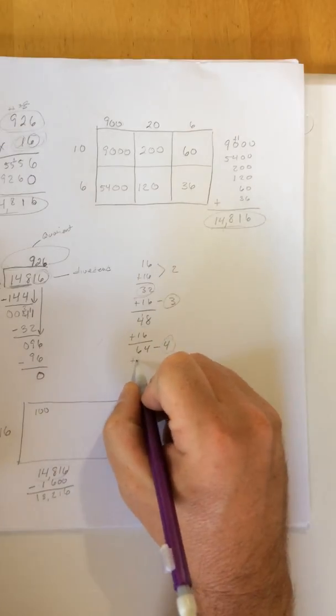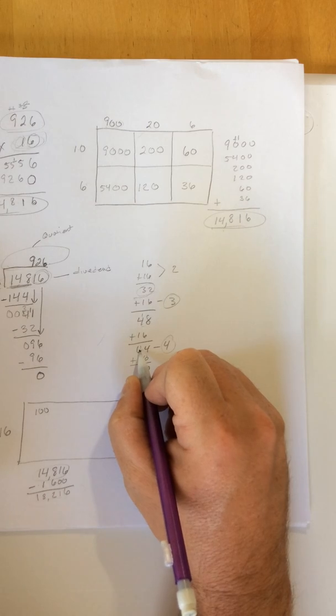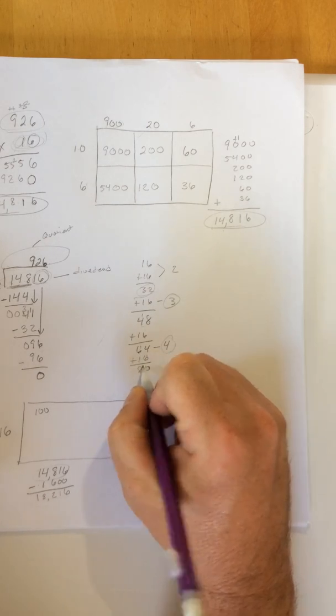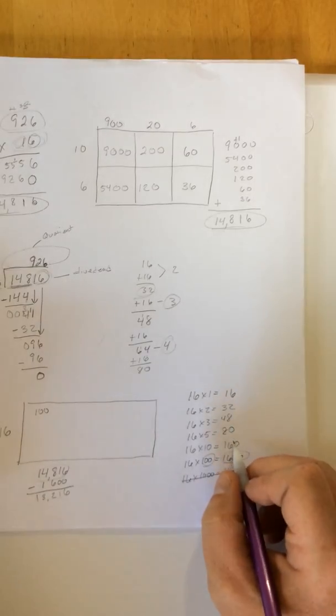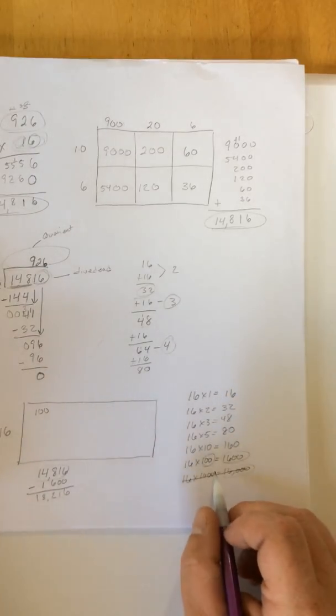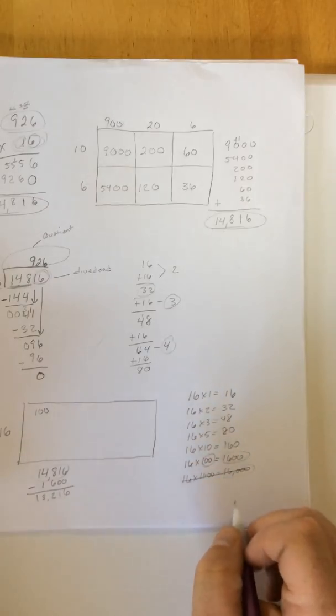Well, what happens if we went one more? 6 plus 4 is 10. Regroup. 6 plus 1 is 7, plus 1 more is 8. So we know that 16 times 5 is 80. Now, can we use this to help bring our number down a little faster, understanding that right now 100 is the biggest number that we're working with?